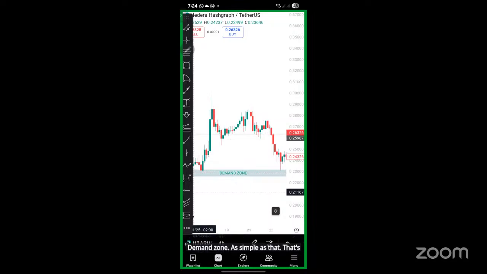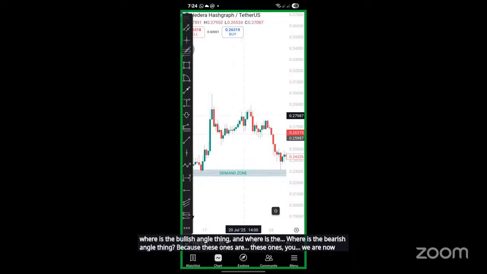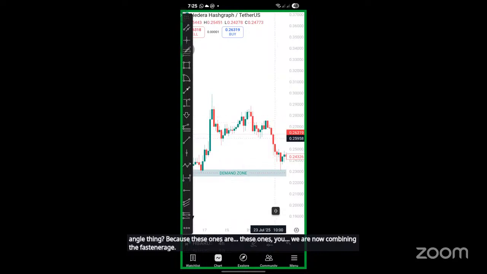That's why I told you that before you know the bullish engulfing, you need to know what a candlestick is. And before you know where to draw the demand zone, you should know where the bullish engulfing and the bearish engulfing are. Because now we are combining the first knowledge with this one, with the comprehension of the market.